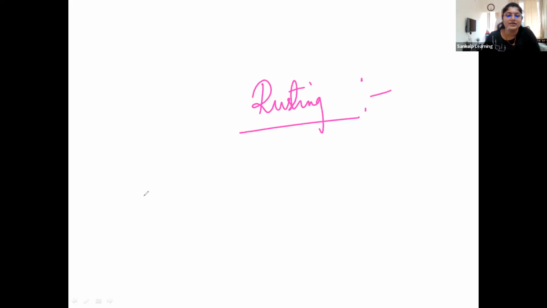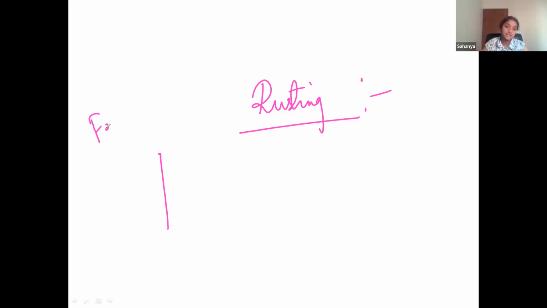Okay, fine. Then next, rusting. What do you mean by rusting? You know the gate in front of your house, we usually paint it. Why do we paint it? Because it prevents rusting.